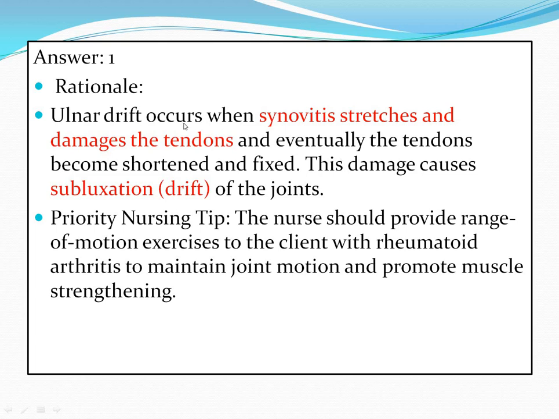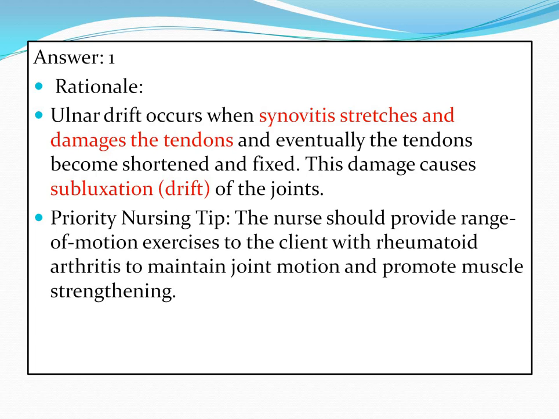Ulnar drift occurs when synovitis stretches and damages the tendons. Synovitis, inflammation of the joint, is one of the features of rheumatoid arthritis. It is an autoimmune disorder. Okay, so the tendon becomes inflamed, shortened and fixed. That causes what? Subluxation of the joint or drift of the joint. That's why ulnar drift is seen in rheumatoid arthritis.